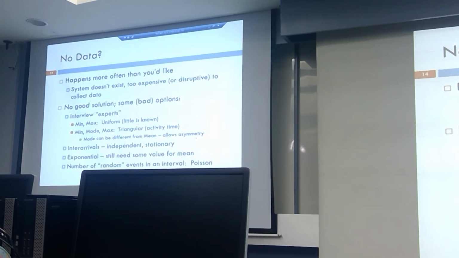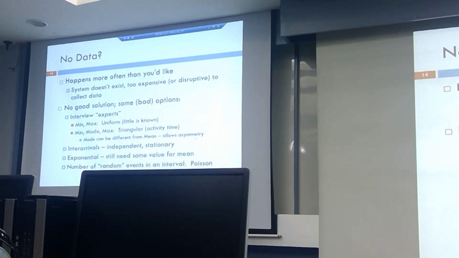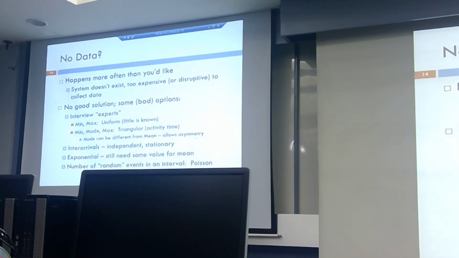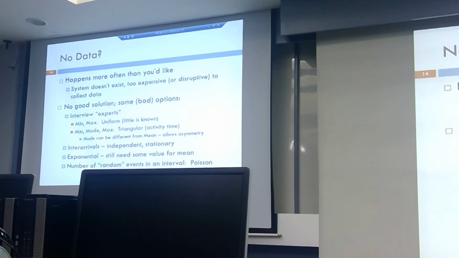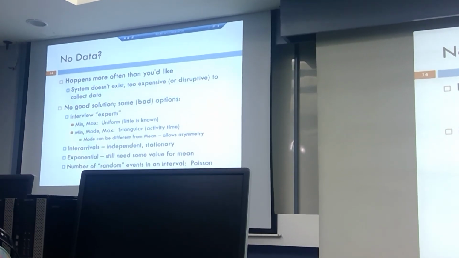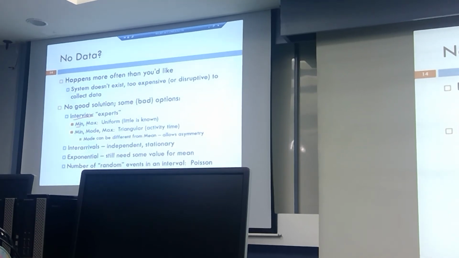Okay. Sometimes it could happen. You don't have the data, so unfortunately, it happened more than you want. But if it happened, then there's not really any good solution, but you have some options. Normally, if you don't have data, just interview the expert in the area. Try to get at least the minimum and maximum so that you can construct the uniform distribution.